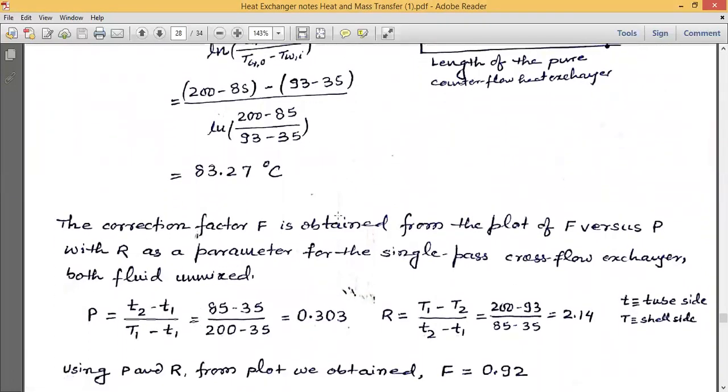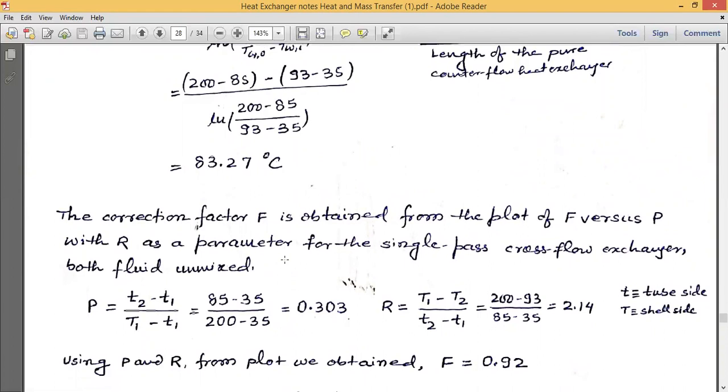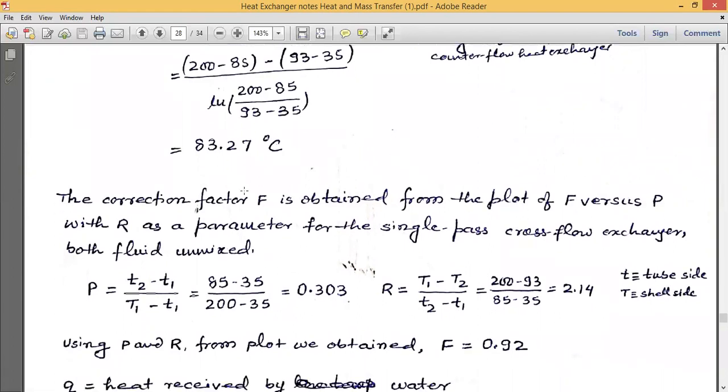The correction factor is obtained from the plot of F versus P with R as a parameter, the plot that we have learned. We had learned that the correction factor for all kinds of heat exchangers is plotted through experiment and presented as a chart as a function of two quantities, P and R, defined by the given formulas. P is small t2 minus small t1 upon capital T1 minus small t1. What are T1 and T2? Small t is the tube side temperature and capital T is the shell side temperature. Here the tube side is the cold fluid, and the outside, the fin side, is the shell side, which is the hot fluid.